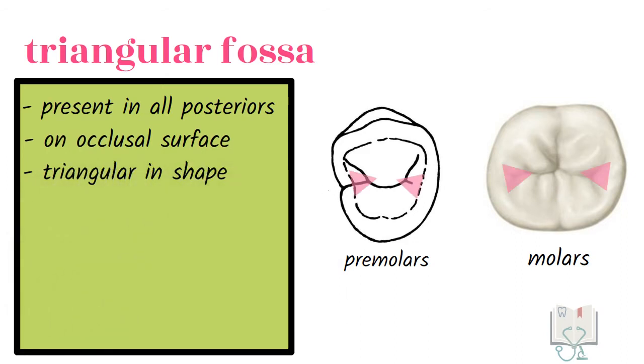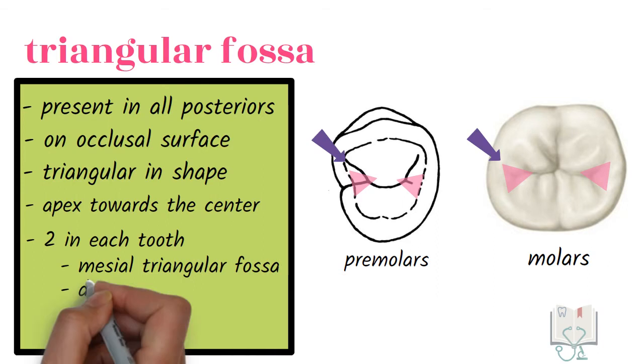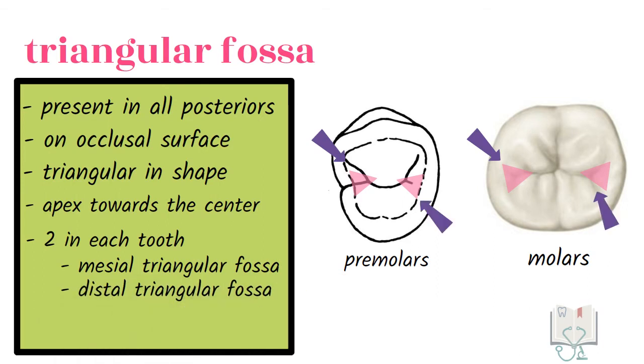They are triangular in shape with their base towards the marginal ridge and apex towards the center. They are always two in number. One mesial triangular fossa and one distal triangular fossa. They have pits and grooves present in them.